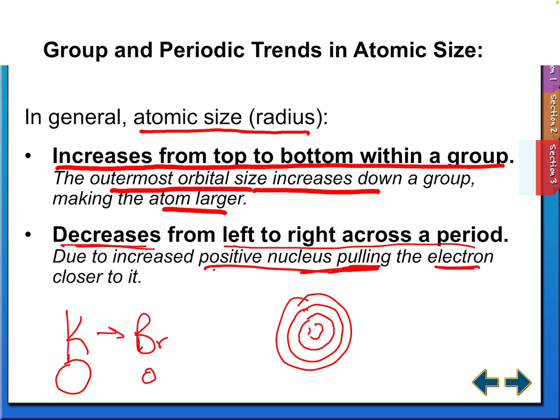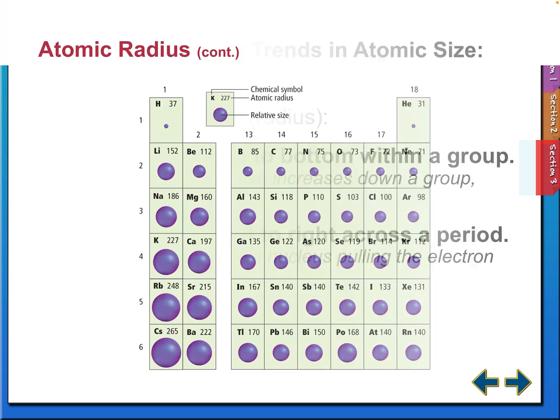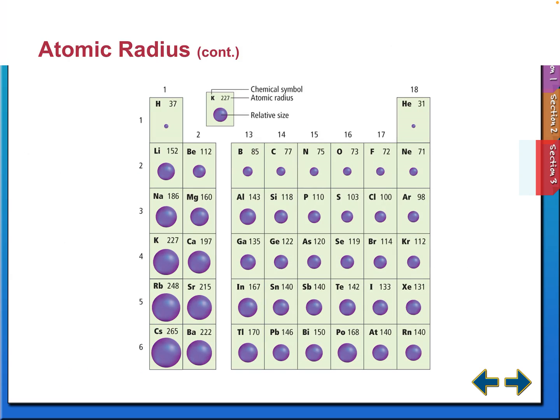So my analogy here is, if I'm standing in the center and my child is in the second row, and I want them to get even closer to me, I would pull them in. So as I move across the periodic table, the atoms are actually getting smaller because the nucleus is pulling those electrons closer to it. And if you wanted to put numbers to it, you could, but you don't have to.